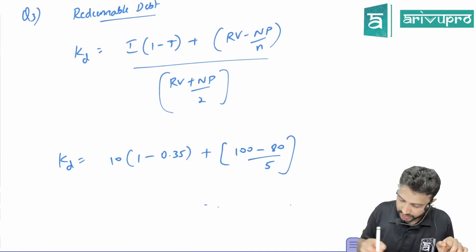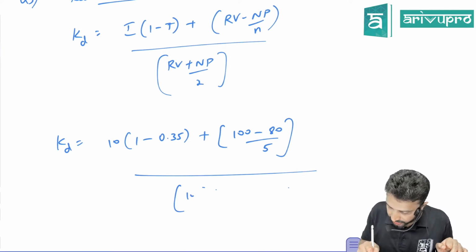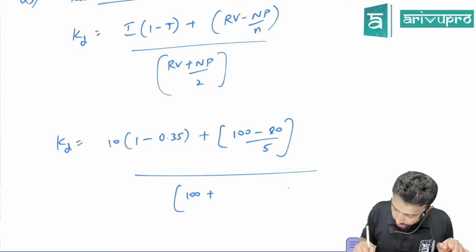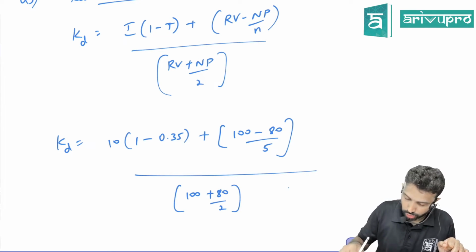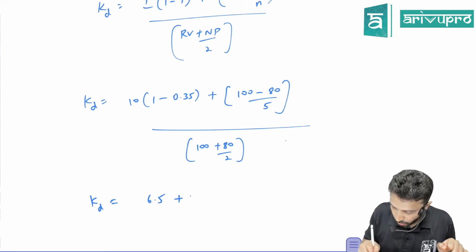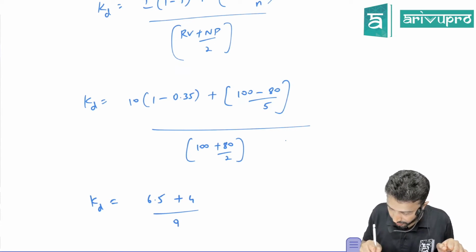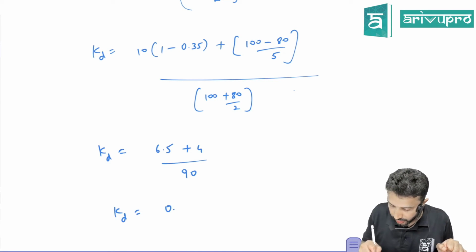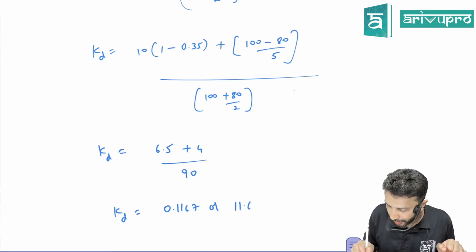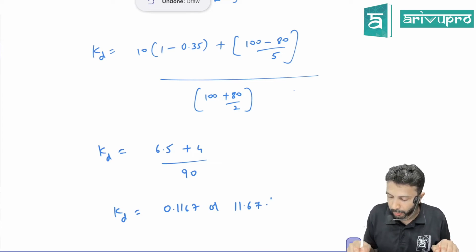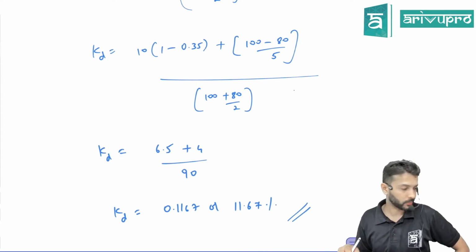Again, replicate the same number in the denominator. RV, which is 100, plus net proceeds, which is 80, divided by 2. So this is 6.5 plus 4 divided by 90. You're going to get 0.1167. Or if you multiply, this is the full number. We wanted it in percentage, so we multiply it by 100 and show it as 11.67%.